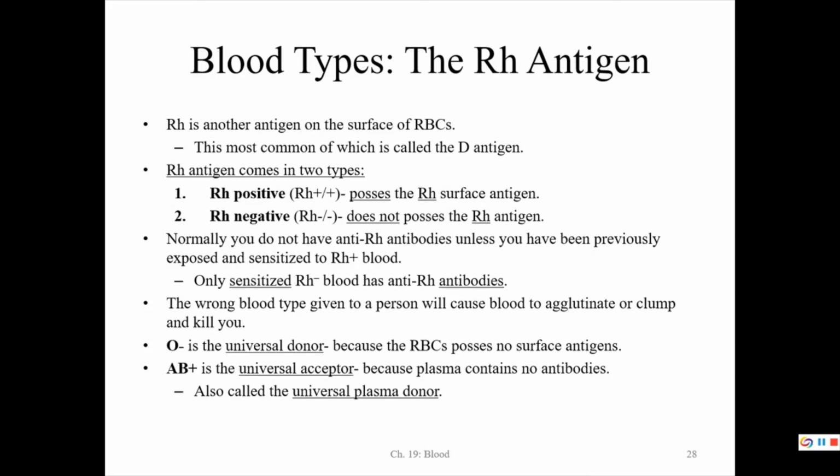So O negative is called the universal donor because the RBCs have no antigens. So the donor's blood goes into the recipient's blood, and the recipient's antibodies have nothing to attack. Whereas AB positive is called the universal acceptor because they have no plasma antibodies. They have no antibodies to attack the donor's antigens. And because there are no anti-A, anti-B antibodies in AB positive, we call that universal plasma donor.